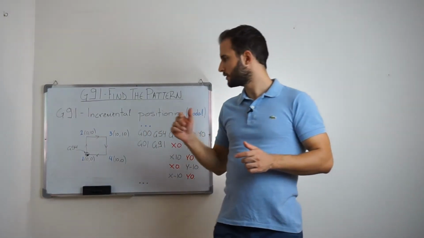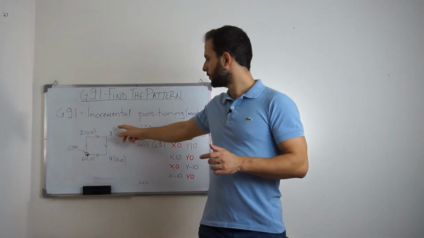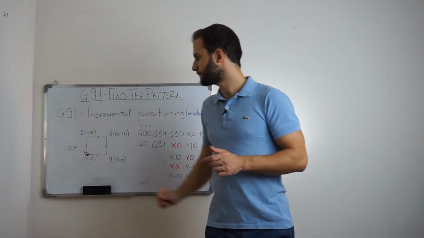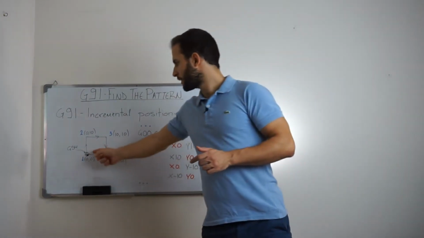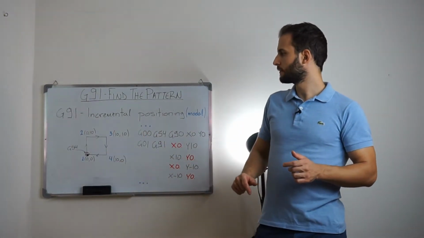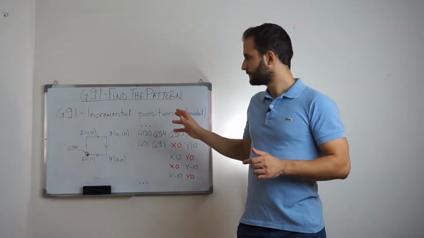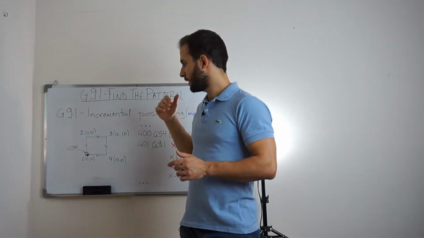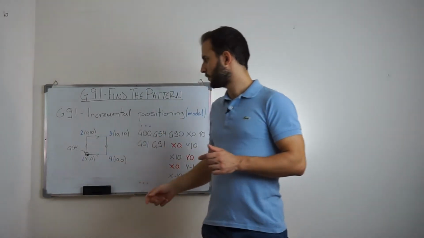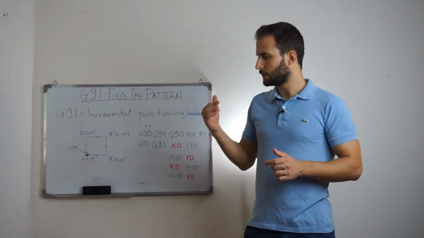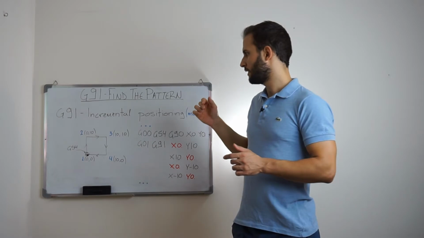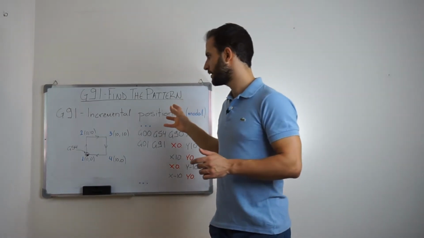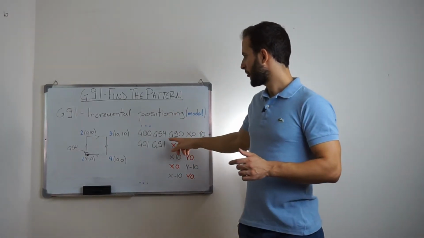Let's say that we want to go from point 1 to point 2 to point 3, then to point 4 and back to point 1. And here is our origin. Incremental positioning means that once we are in a known point, we can go incrementally to other points. Let's see this principle in action.